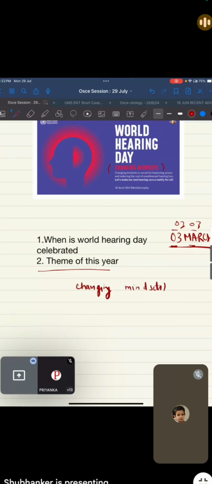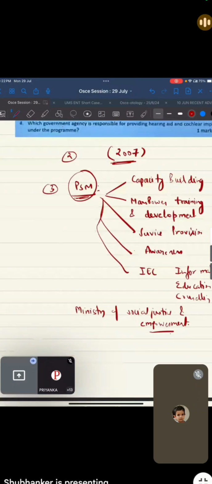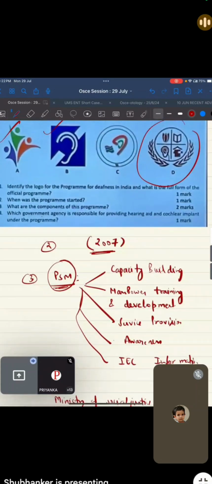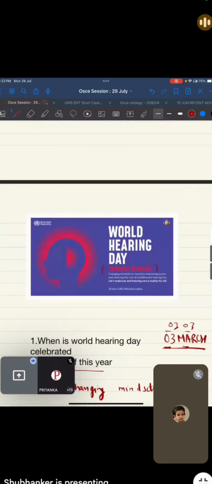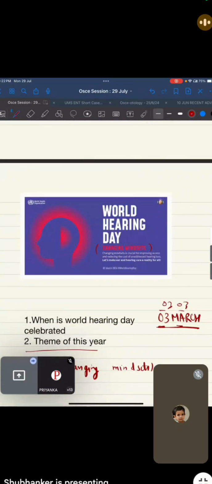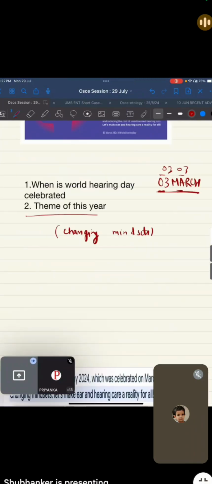So there are 1 or 2 questions which are basically out of the box. I just tried to associate some questions this way. I think 1 or 2 sessions before, it was asked. So I just tried to associate all the related things which could be asked. This was the official poster of WHO this year. So remember this image, the date and the theme of this year.